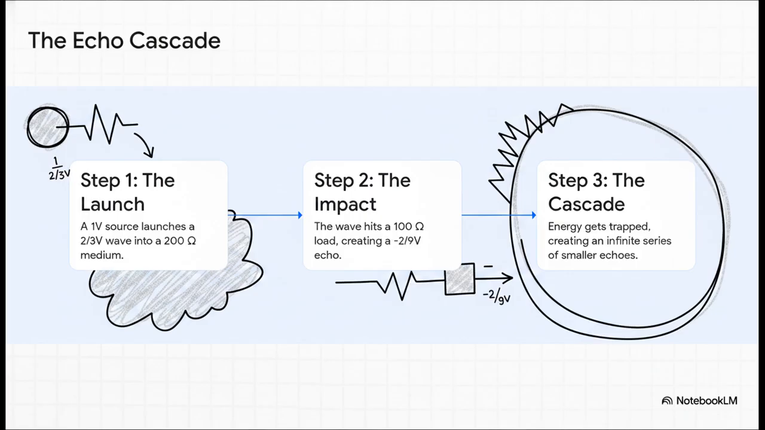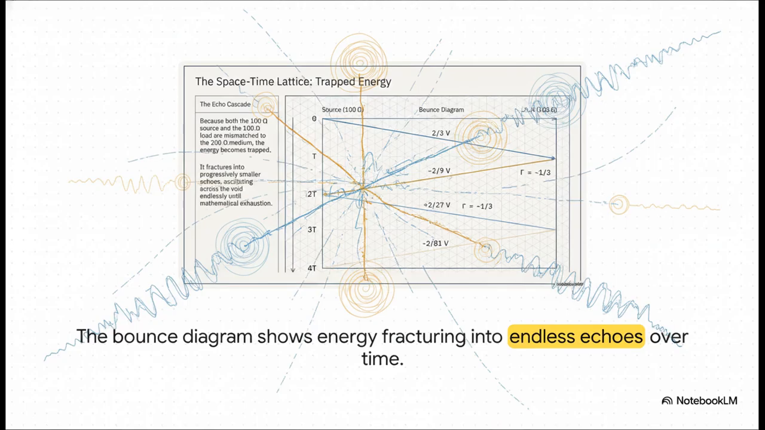Now that 2/3 volt wave travels to the load. Let's say the load is 100 ohms. That's a light load, right? We just learned that creates a negative reflection. A quick calculation shows us an echo of -2/9 volts starts traveling backwards. And this is where things go completely off the rails.